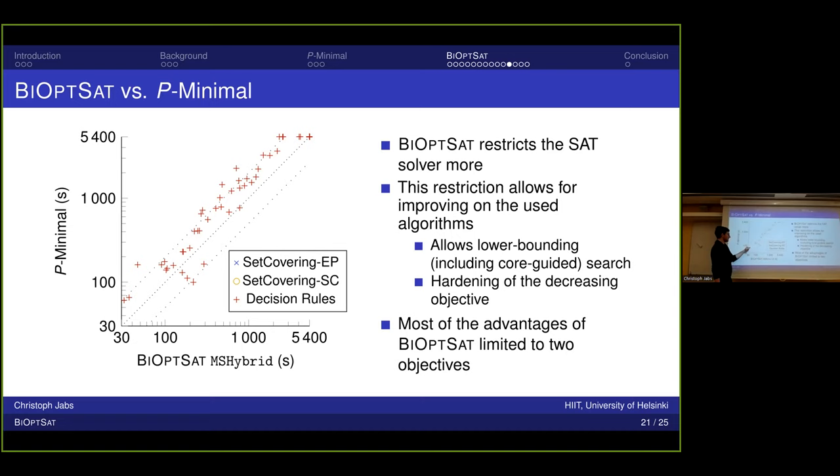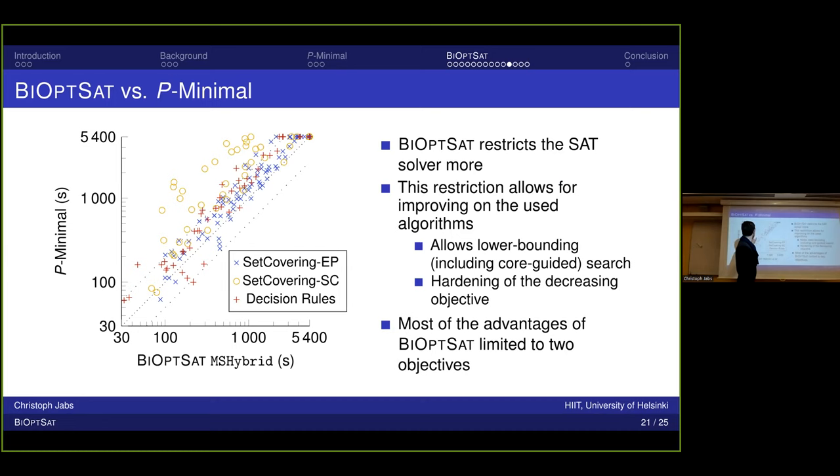Decision rules for most of them were roughly in the two times as fast range, maybe for this cluster right here or so. Set covering, these, by the way, are two different ways of generating random instances. So these are real-world instances, these are randomly generated. Yes, looks similar. And especially for these types of set covering instances, we are quite a bit better. And I'll show in a second what that is due to. Yes. So that is how they compare.